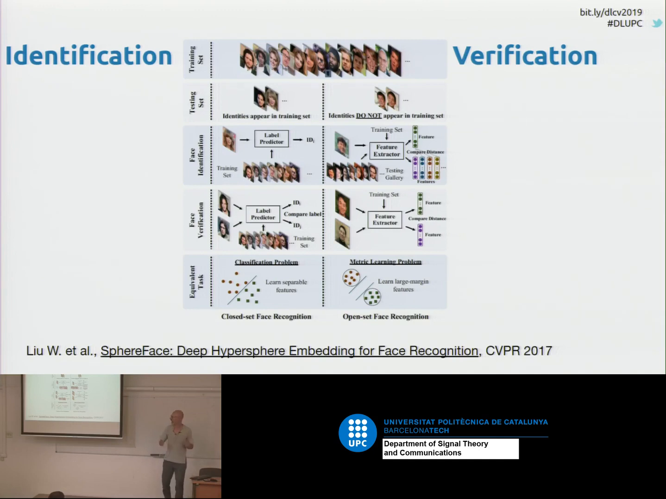And there is also open-set face recognition. In open-set face recognition, the system will be presented with individuals that were not available, that you don't have images of at training time. This is the case in most real-world applications.